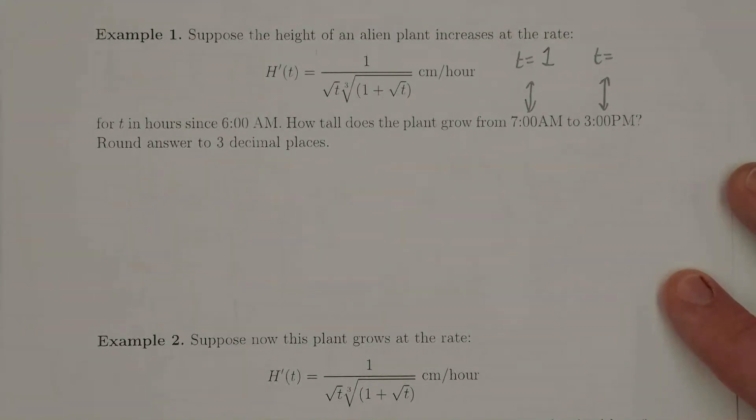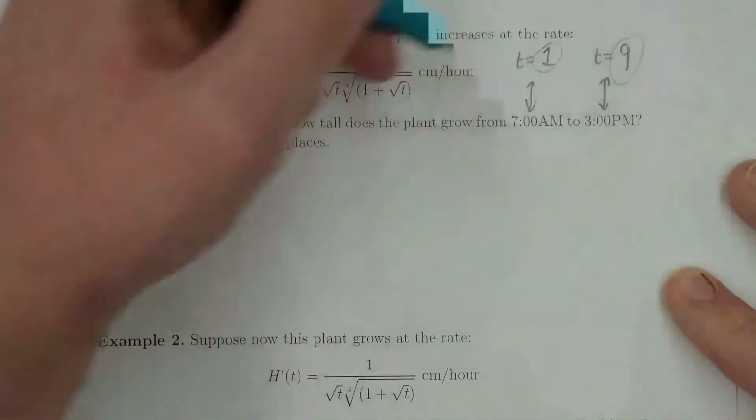So if at 3 p.m., t equals what? 9. Yeah, t equals 9. Good. Okay? So then what you notice is that we're going from t equals 1 to t equals 9 here.